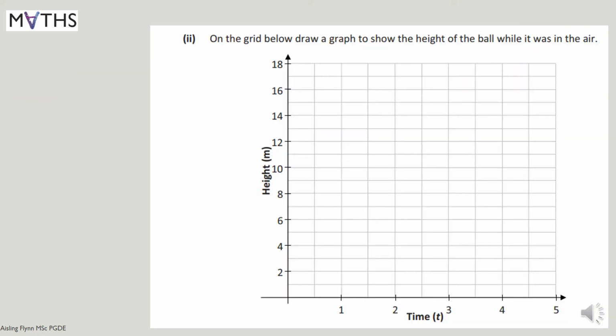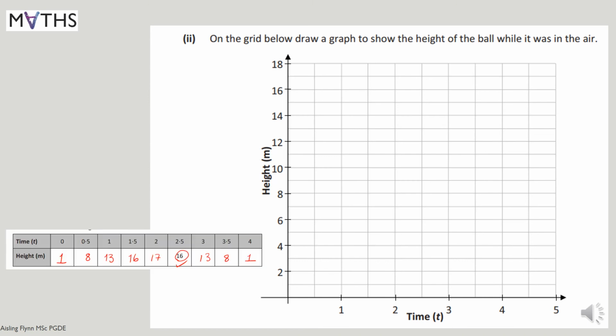The next part asks us, on the grid below, draw a graph to show the height of the ball while it was in the air. And yes, we do need to use our results from the previous part. So let's plot here. Time is along the bottom and height is along the side. When time was 0, so that's right here at the edge, the height was 1 meter, so that's here. When time was 0.5, which will occur halfway between 0 and 1, the height was 8, and so on.